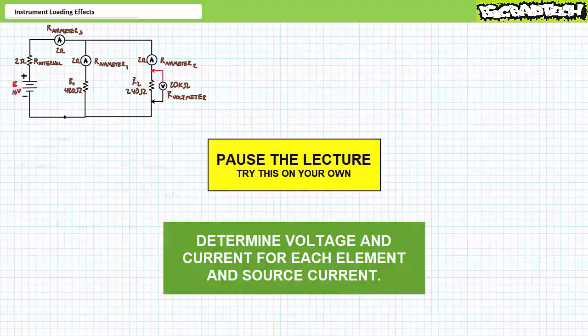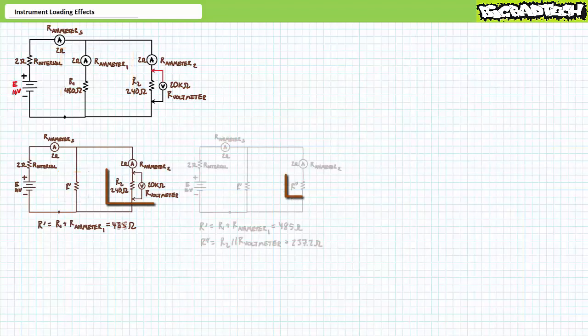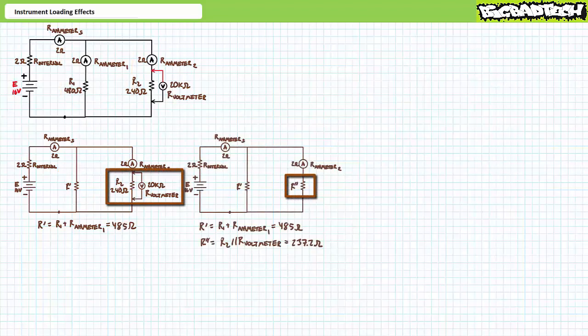Here's how I solve for these values. The series combination of the non-ideal ammeter and R1 presents a resistance of 485 ohms, a simplification I'm calling R single prime. The parallel combination of R2 and the non-ideal voltmeter presents a resistance of roughly 237.2 ohms. Let's call this simplification R double prime.